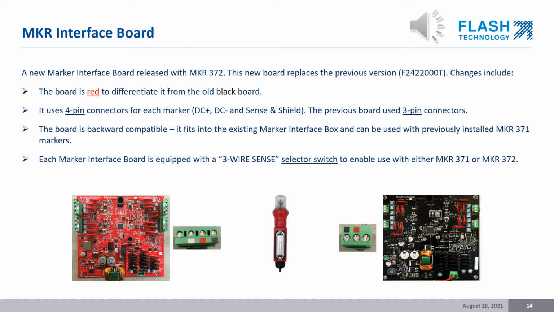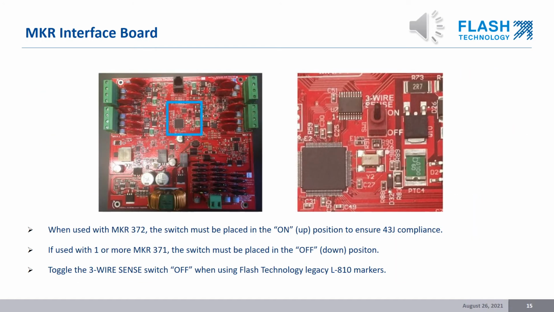A 3-wire sense selector switch on the board can be turned to the on or off position to allow either the use of 371 or 372 markers. When used with 372 markers, the switch must be placed in the on or up position to ensure 43J compliance. If used with one or more 371 markers, the switch must be placed in the off or down position.